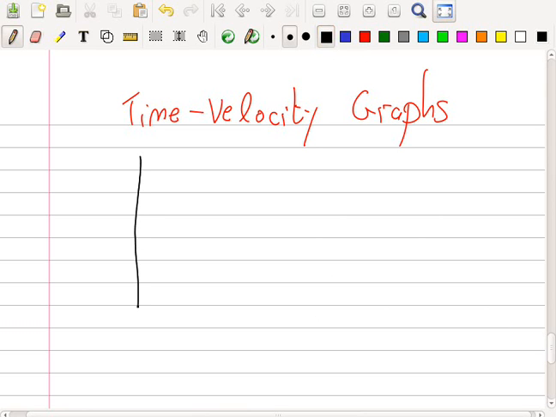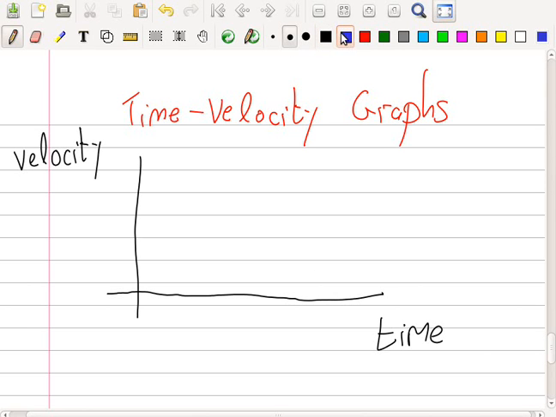Time, velocity. This graph is extremely useful, and this graph has lots of information in it. Come on, are you ready to write? Are we all writing this? So at the beginning, what's my velocity?